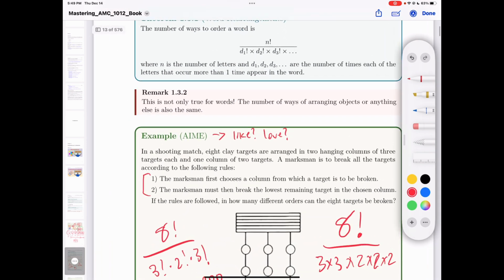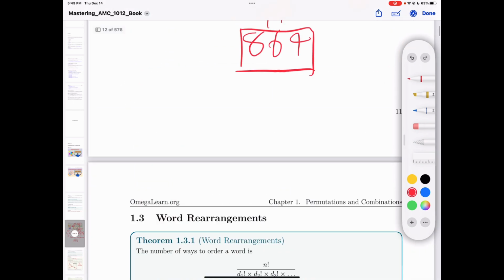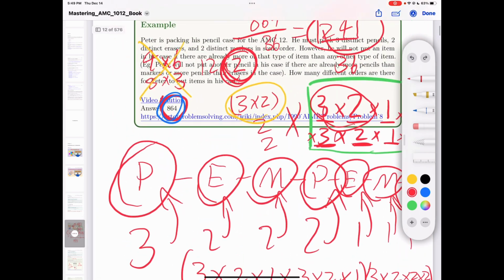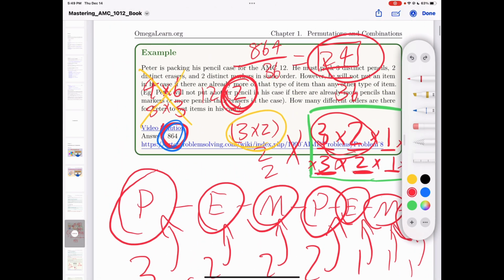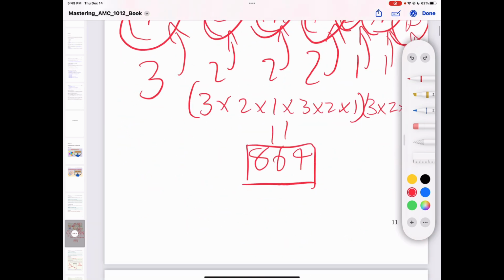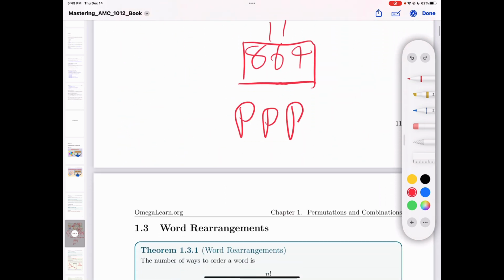So in this question, there's no specified order. He just has to break them all, and that's good. But in this one, we have conditions where things cannot be beside each other. So we can't have something like P, P, P, and then E, E, M, M. That is not possible. It has to be in a specific order, P, E, M, P, E, M, P, etc. So that's why these two questions are different.